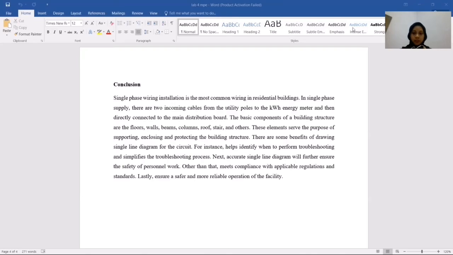These are some benefits of drawing a single line diagram for the circuit. For instance, it helps identify when to perform troubleshooting and simplifies the troubleshooting process. Next, an accurate single line diagram will further ensure the safety of personnel at work. Other than that, it meets compliance with applicable regulations and standards. Lastly, it ensures a safer and more reliable operation of the facility.